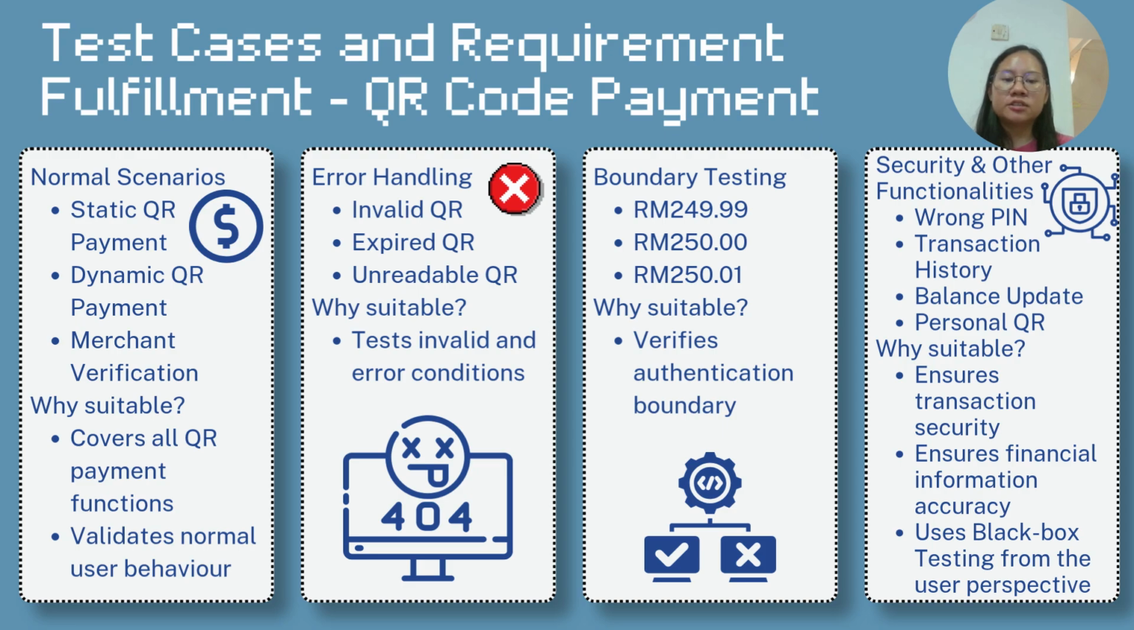In addition, transaction security is verified through high-value payment scenarios with incorrect PIN authentication, while the accuracy of financial information such as receipts, wallet balance, and transaction history is also validated. Overall, these test cases are suitable because they cover all QR payment functionalities, validate normal user behavior, test invalid conditions, verify authentication boundaries, ensure transaction security, and maintain the accuracy of financial information. Since black box testing is used, the system is evaluated from the user's perspective. Therefore, all 14 test cases passed successfully, indicating that the QR code payment feature fulfills all specified functional requirements.